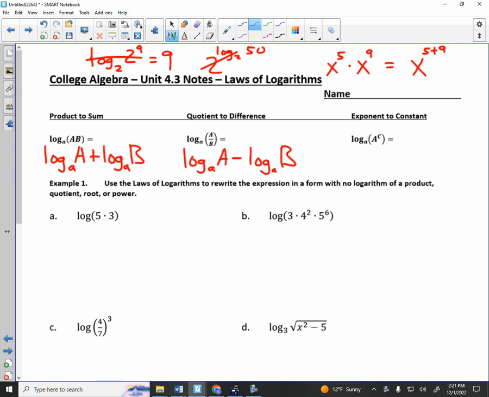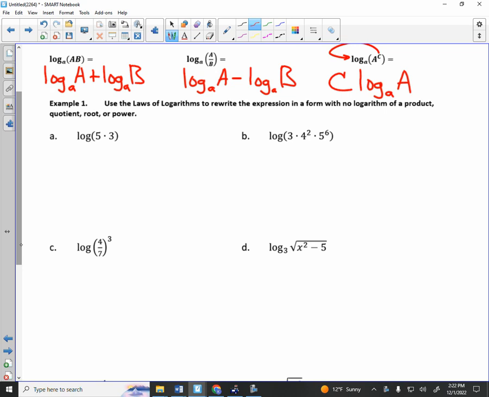And for this final one here, if you notice, if you have, say, x to the 2nd, and you're going to then take it to the 30th power, what do you do to those exponents? You multiply them. So in this case, if you have something to a power, you can actually multiply it out front. So it's that power c times the log base a of A. A constant, whatever the exponent was, drops out front. Okay? All right, so let's use this for an example.